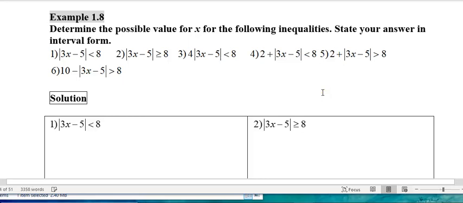Okay, so let's start with example 1.8. The question already informs us that we need to determine the possible values for x. At the same time, state your answer in interval form. Okay, so first of all, look at this question.